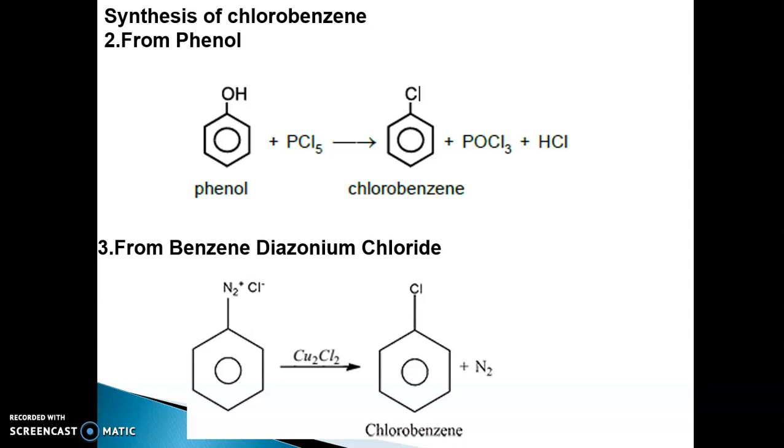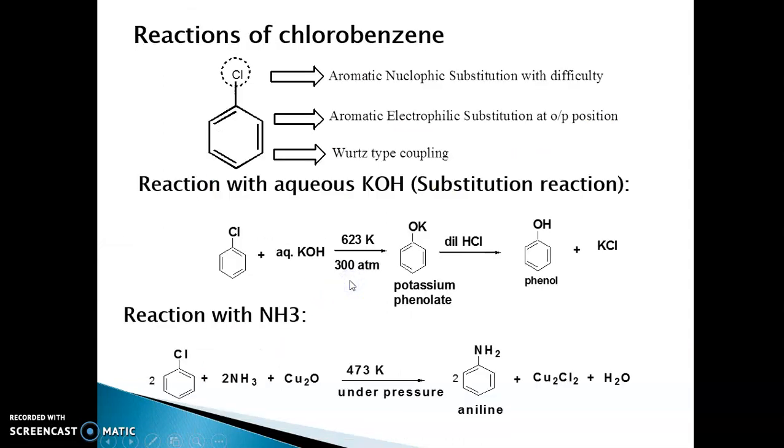And the third and important preparation method is from benzene diazonium chloride. Benzene on attachment with this N2 and Cl gives benzene diazonium chloride, which on reaction with cuprous chloride in presence of HCl, this N2 is removed, Cl gets attached to the benzene ring, and we get the formation of chlorobenzene. So these are the three preparation methods for the synthesis of chlorobenzene.